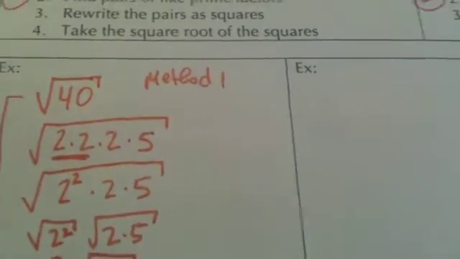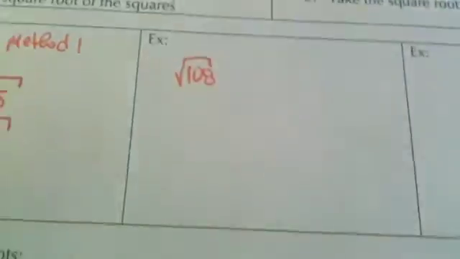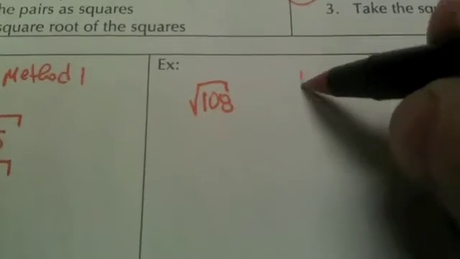So the square root of 40 simplifies into 2 square roots of 10. Nice. All right, let's do another example here. Let's say we want to find the square root of 108. Okay. Now this time I'm going to use method 1 again.